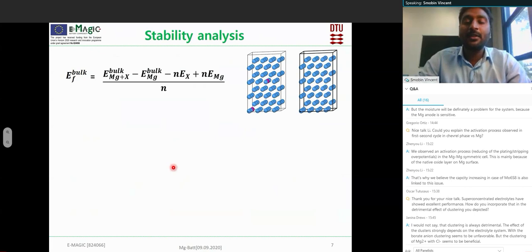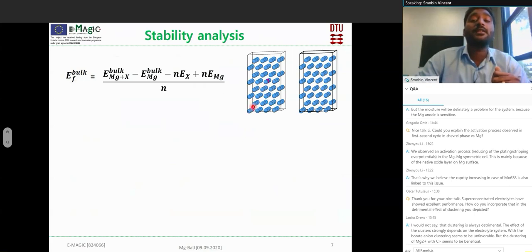And the next step is to check whether the alloy is stable. This is calculated based on the energy of formation with the dopant in the bulk. And it is calculated using this equation. The first term indicates the energy of the structure with the dopant. So this is the first figure.